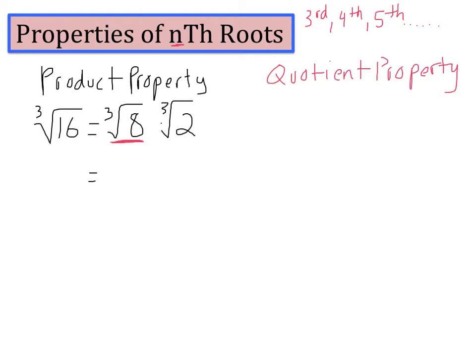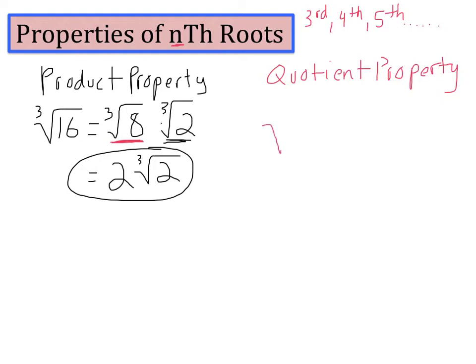The cube root of 8 is a number that multiplies by itself 3 times to give you 8. That number is 2. Now you can't simplify this second one, so your final expression is 2 times the cube root of 2. Now the quotient property deals with fractions. So let's say we were doing the square root of 25 divided by 16. What the quotient property says is we can break this into two fractions.